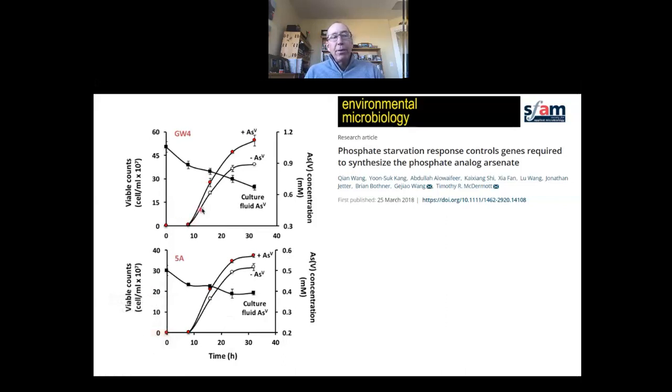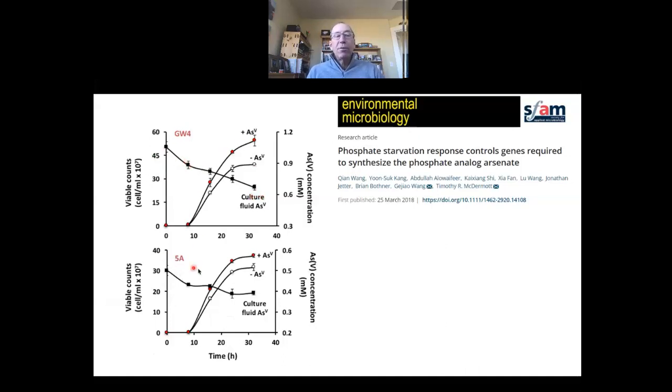And what we're seeing here is that as cells grow over time, we're seeing essentially an increase in cellular growth in the presence of arsenate compared to cells without arsenate. And this is the strain GW4. We're also tracking on this plot the concentration of arsenate in the culture media. And so what we're seeing essentially is that as the cells grow, they're taking up arsenate.